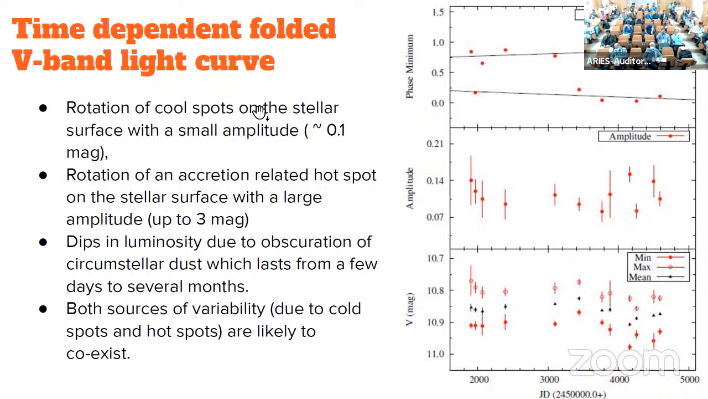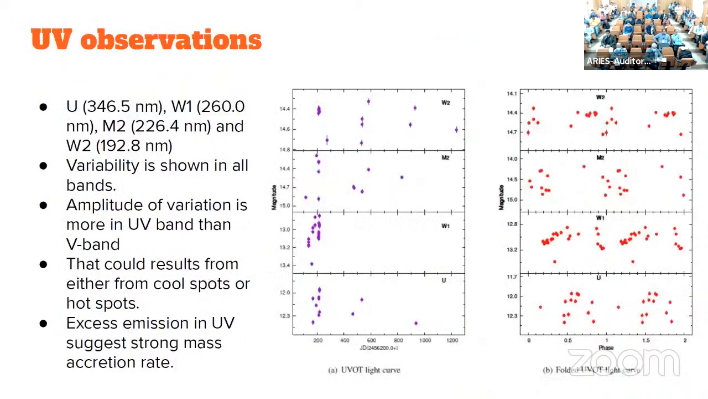This will give you approximately 0.1 magnitude of variability. However, the light variation could also be due to the presence of a hot spot, which can be up to 3 magnitudes, quite large. Even if it is quite small, it could be because of a hot spot, and you cannot distinguish between hot spot and cool spot, which one is prominent here. Dips in luminosity are also possible in the light curve, but you can't see them in the current data. So it appears from the current analysis that both hot spots as well as cool spots are responsible for the variability in the optical light curve. This is the UV.